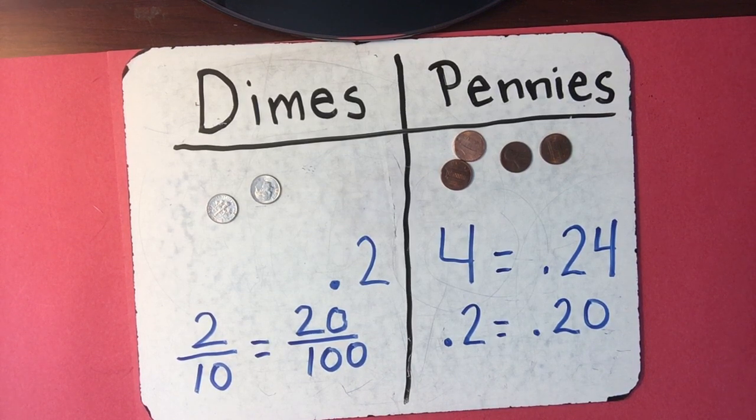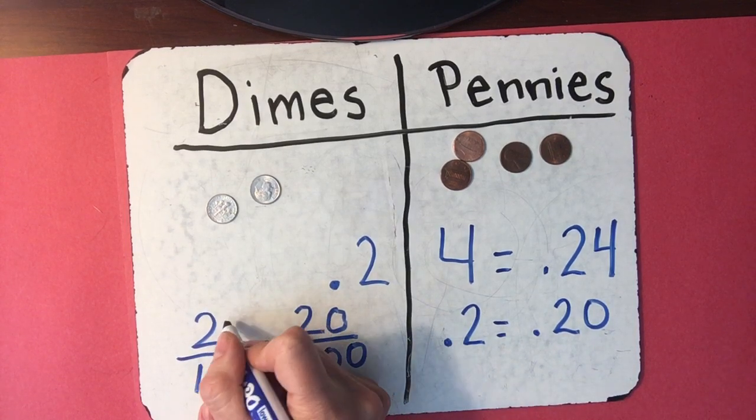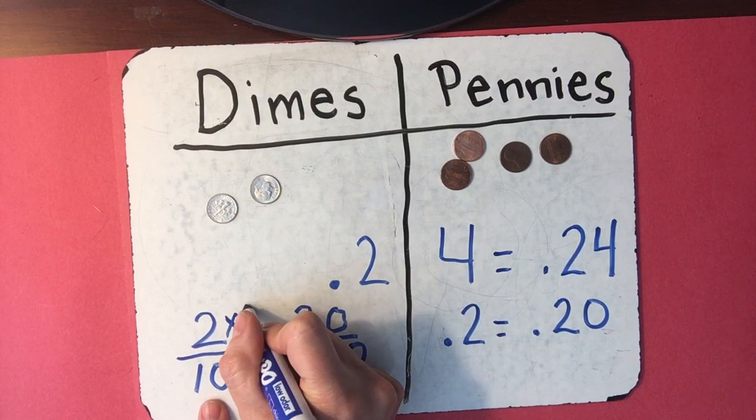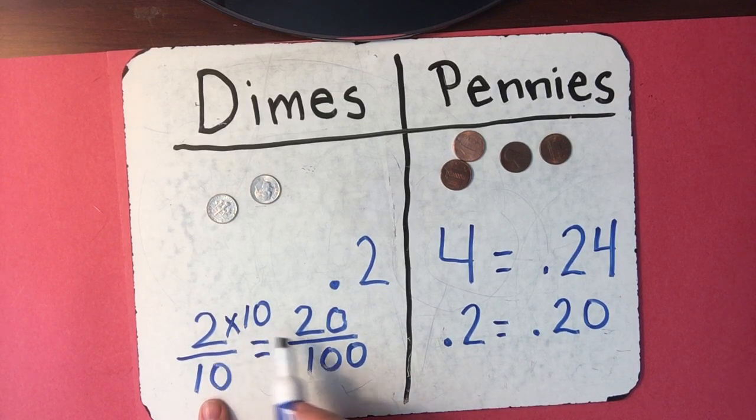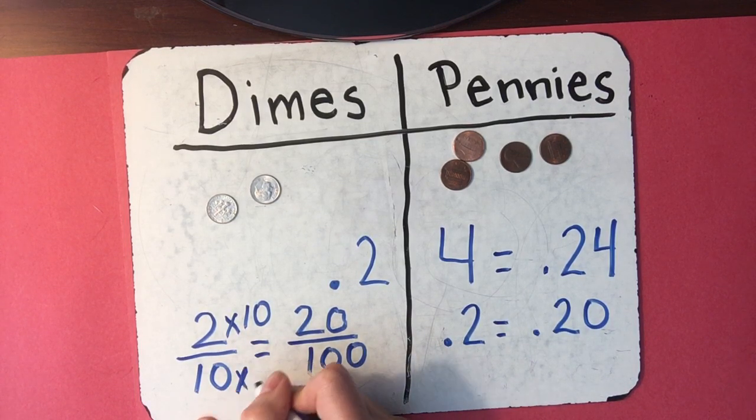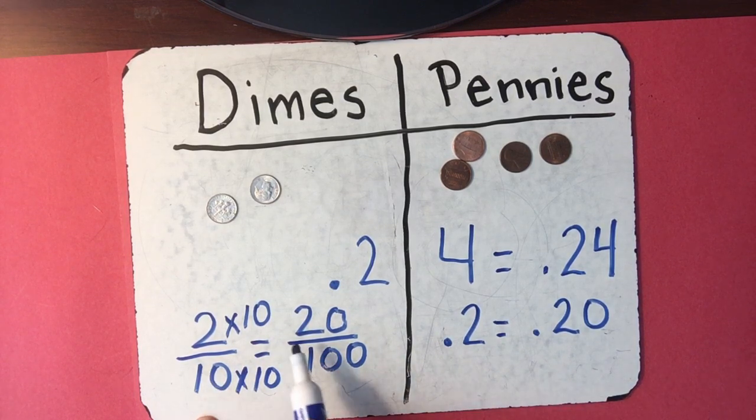Now, when we were in class together, if you were in my math class, and I'm sure in the other math classes you talked about this too, if I wanted to make this equivalent, do you remember what we would do to make this equivalent mathematically without looking at dimes and pennies? We would multiply the top by a number that would get us this number. And if we did that to the top, we had to do that to the bottom. So when I multiply 2 times 10, I get 20. And when I multiply 10 times 10, I get 100. That's how I mathematically prove that these are the same thing.